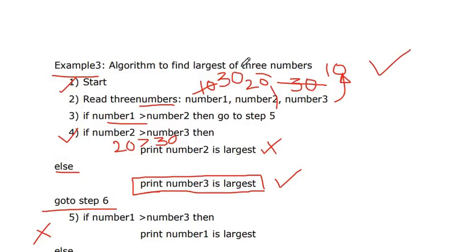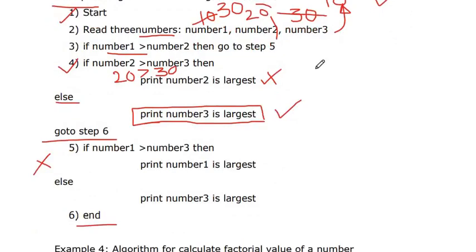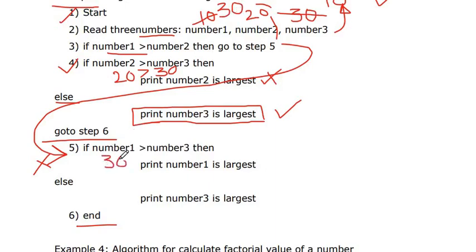Descending order means number 1 is equal to 30, number 2 is equal to 20, number 3 is equal to 10. What is the number 1 value? 30. What is the number 2 value? 20. 30 is greater than 20. Then we must go to step 5. Immediately we must go to step 5. Here once again we have to check if number 1 is greater than number 3. Number 1 value is 30 in this case. 30 is greater than number 3. What is the number 3 in this case? 10. This condition is true.